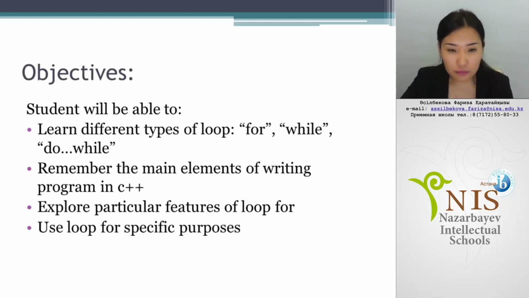Objectives of our lesson. Based on your previous knowledge of programming, today we will try to learn different types of loops: for, while, do-while. Remember the main elements of writing a program in C++. The third objective is to explore particular features of the for loop, and the last objective is to use loops for specific purposes.